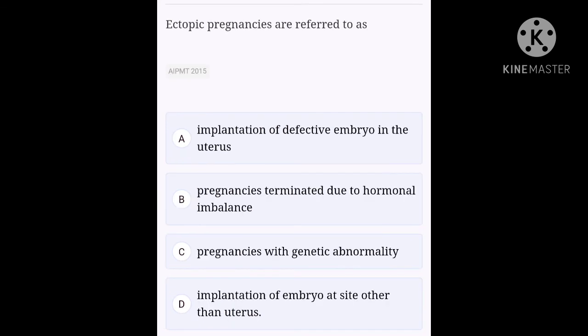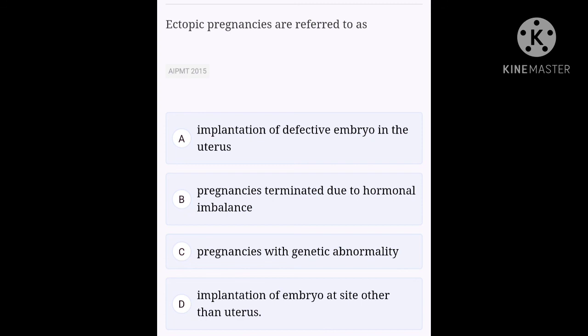Okay, next question. Ectopic pregnancies are referred to as option A, implantation of defective embryo in the uterus. Option B, pregnancies terminated due to hormonal imbalance. Option C, pregnancies with genetic abnormality. Option D, implantation of embryo at site other than uterus.